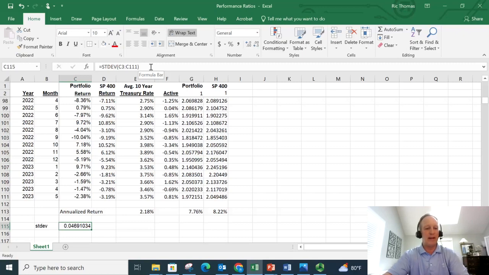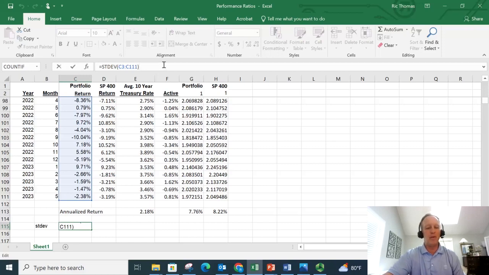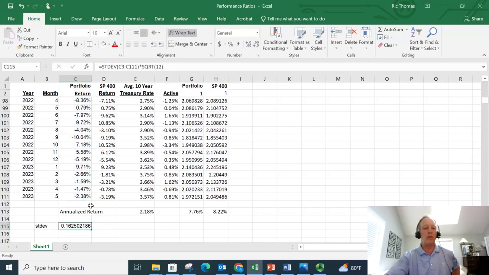So how do I annualize a standard deviation? A lot of people, I ask students this all the time, they all say you multiply it by 12. Well, the reality is the standard deviation is already a number that's square rooted. So you multiply it by the square root of 12. Another way to explain this is if I was going to annualize a variance, the variance is the square of the standard deviation. If I was going to annualize a variance, I multiply that by 12. If I want to annualize a volatility number or a standard deviation number, I multiply that by the square root of 12.